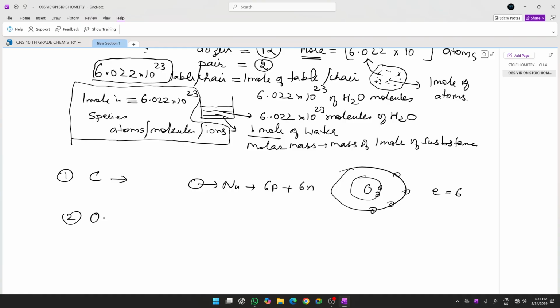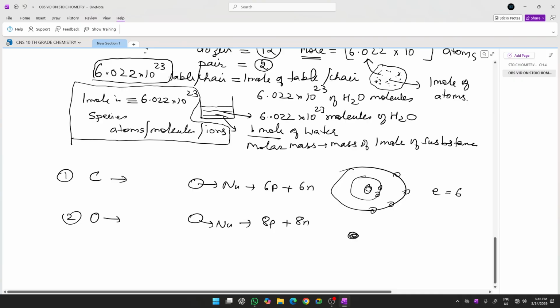Second, let us talk about oxygen. In the nucleus of the oxygen, you have 8 protons and you have 8 neutrons. This is the nucleus, right? And the electrons will also be 8.